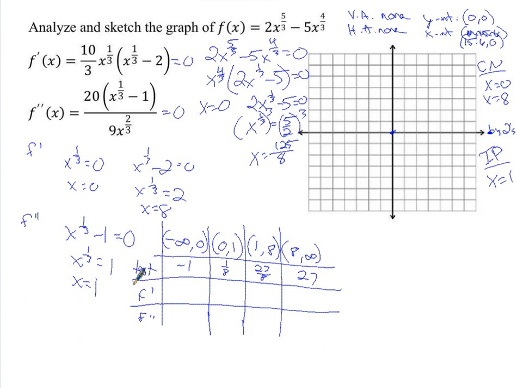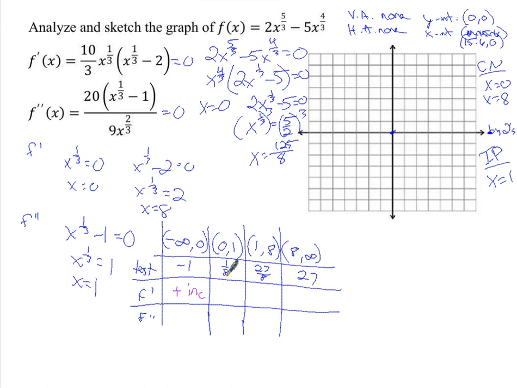So we take -1 up here. What do we get here? What's the cube root of -1? It's -1. So this becomes negative. What's the cube root of -1? -1. So we have -1 minus 2, which is negative. This is negative. Negative times negative is positive. So that means we are increasing.